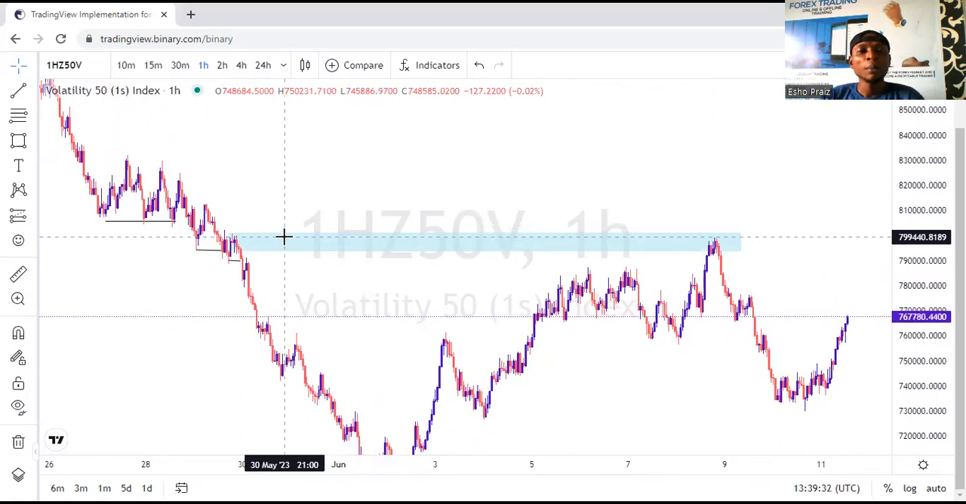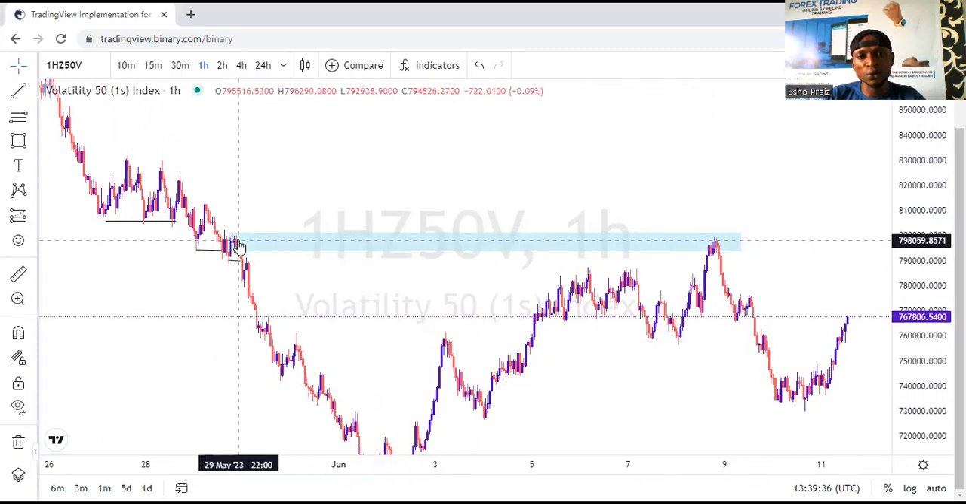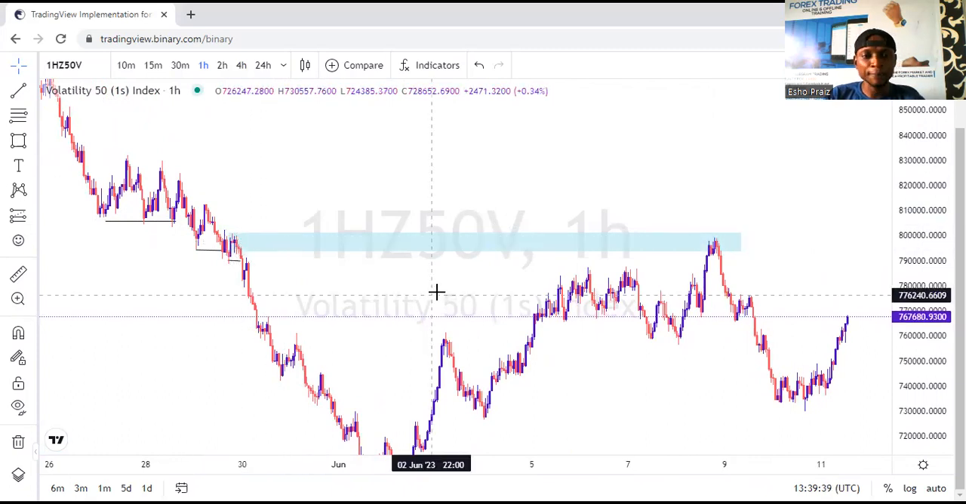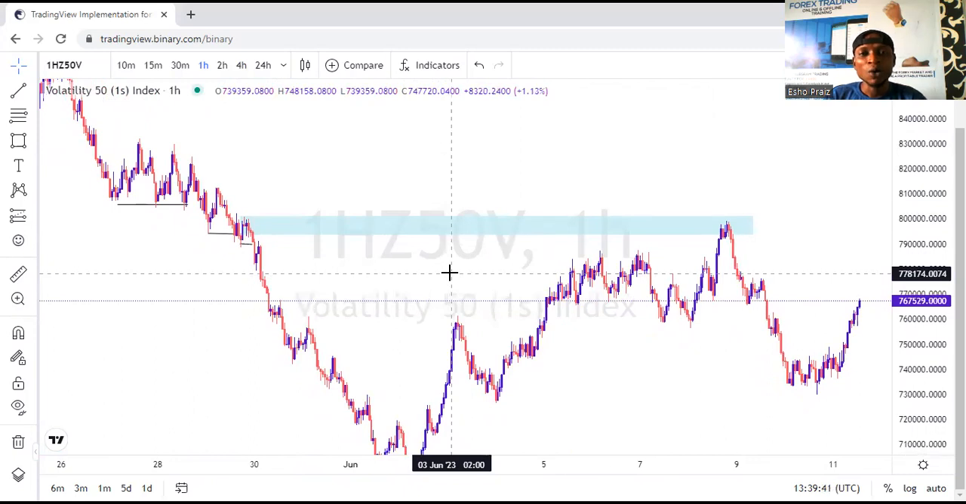Are you following me? Based on SMC strategy, this is not the valid order block for us to sell from, right? But I took this sell with the combination of Falcon. Are you following what I'm trying to teach you? I took the sell with a combination of Falcon.